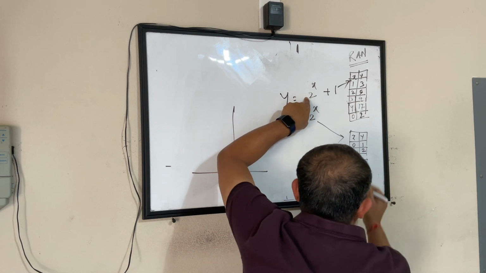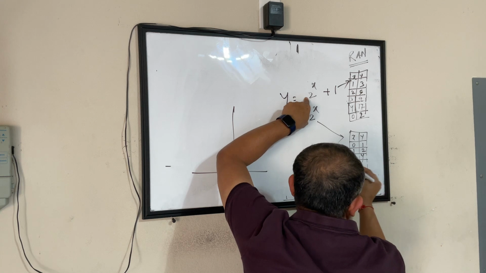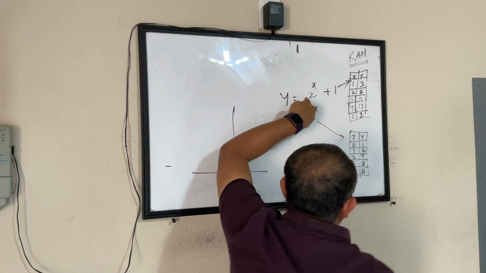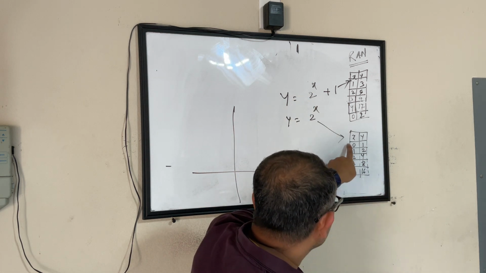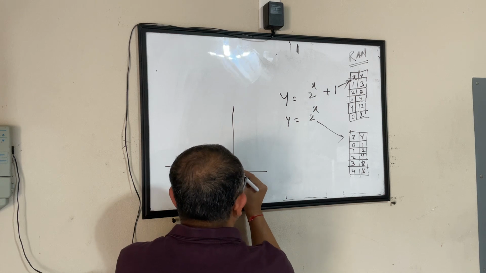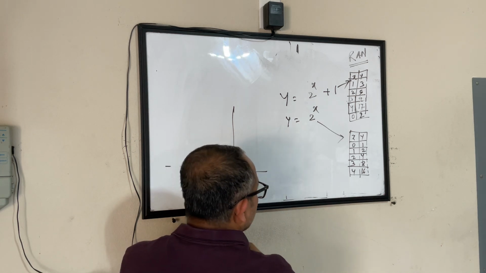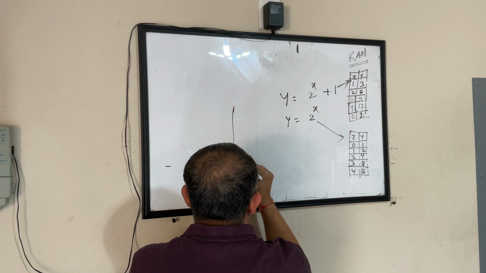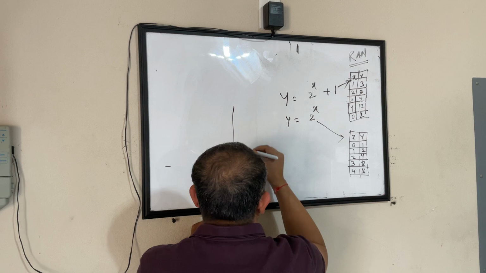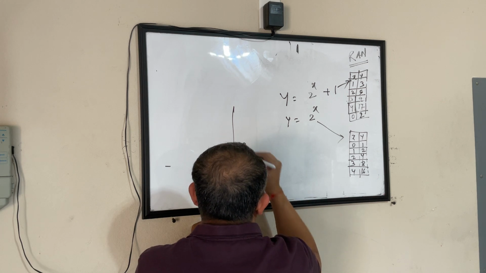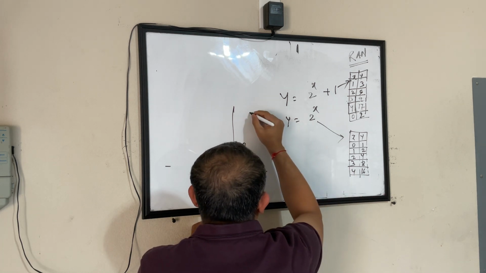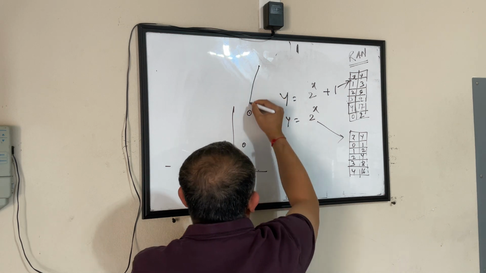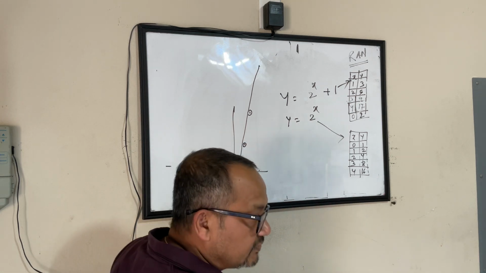When it's 2, it becomes 2 power 2 is 4. When 3, 2 power 3, 8. 4, 16. So now let's try plotting this one first. 0, 1. 1, 2. 2, 4. 3, 8. 4, 16. It will go somewhere like this.